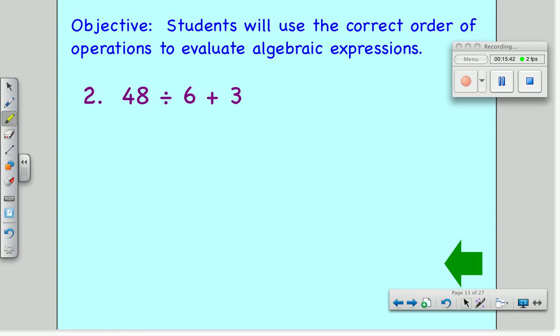So we have division as well as addition. Division comes first, so we're going to divide first. 48 divided by 6 is 8. And then our addition comes next. 8 plus 3 is 11.